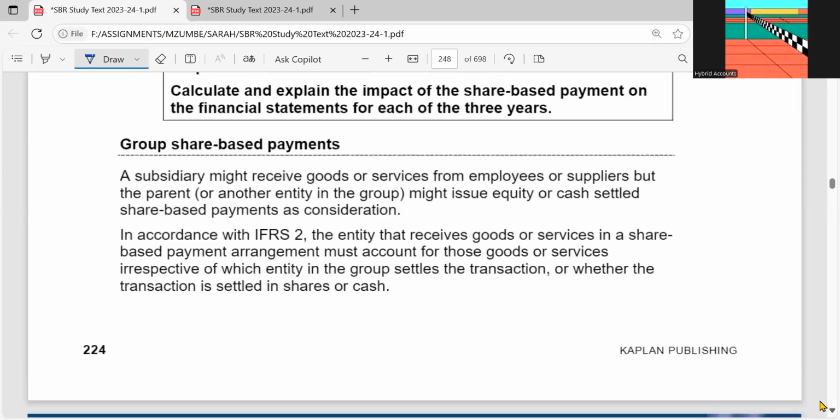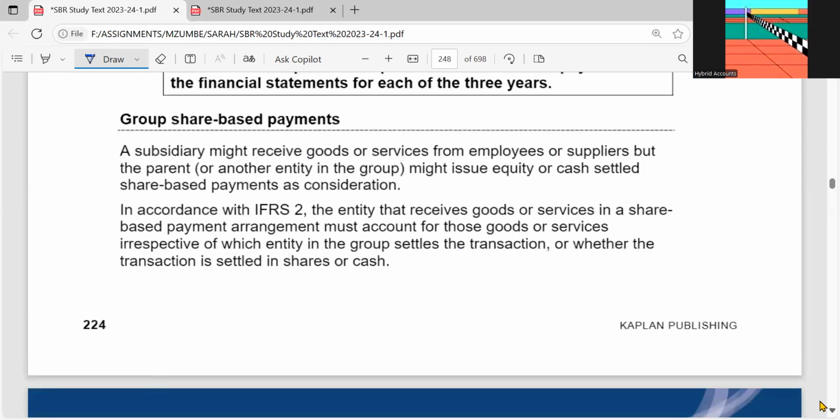Okay, now let's go to, these are just like summaries, right? Group share-based payments, right? You have group accounting. Now, how do you account for share-based payment when it comes to group accounting? You have a subsidiary, and maybe, let's say the parent is paying for the subsidiary. The subsidiary might receive goods or services from employees or suppliers, but let's say it is the parent that has issued the equity or cash settled share-based payment. You see now, because they are one thing, the subsidiary has the customers, right, has the employees, but it is the parent that is going to issue those shares. So how should we issue them?